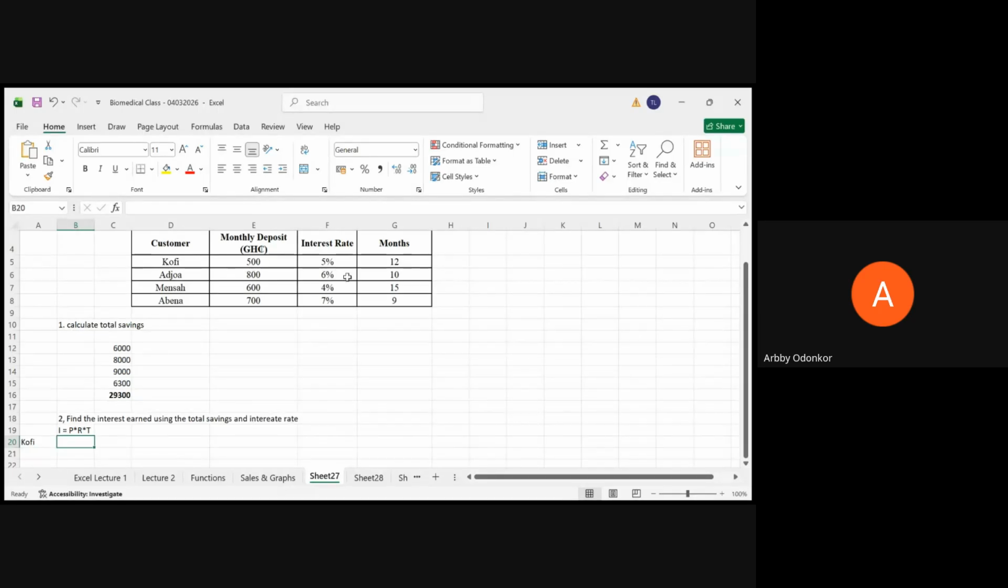So this one is just 500, 5% is 0.05, and then the months. If you use the cells, Excel will calculate it for you. You don't need to stress. So for Kofi, we go equals 500, which is what? E what?